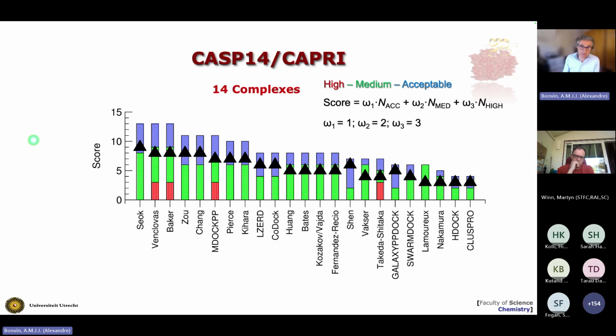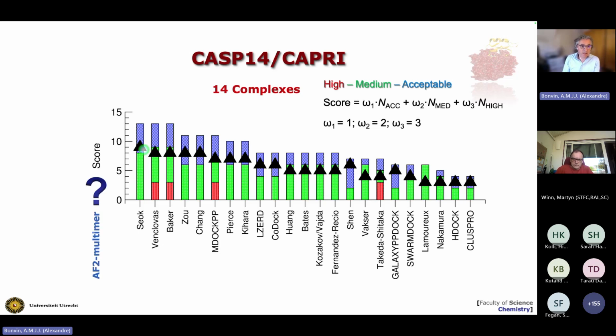So you see here the best predictors, basically, there were 14 complexes in total, and the best one predicted correctly, acceptable or better, about 9 of those complexes. And most predictions were in the range of acceptable to medium. You see very little red in this plot, basically.